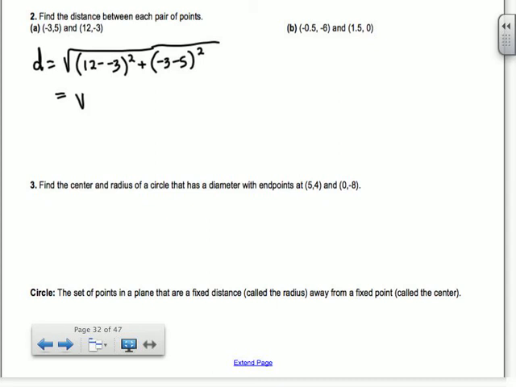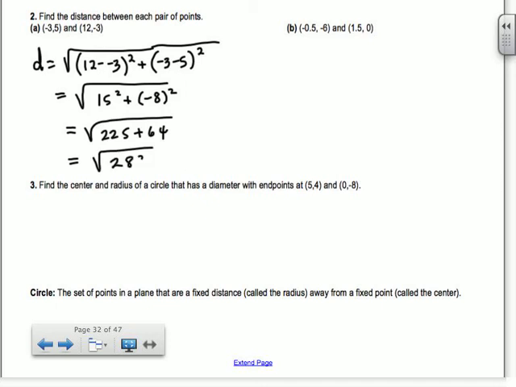So you get 15 squared plus -8 squared. So you get 225 plus 64. So the square root of 289? 17? All right, thank you. So you get 17. It's not always going to come out nice and even. You can write it as a decimal or you can simplify the square root. It doesn't matter to me.